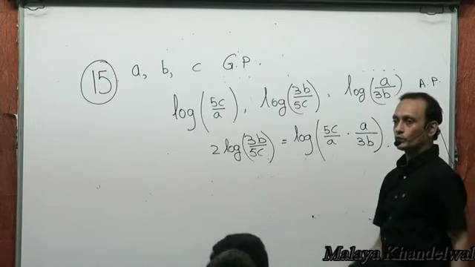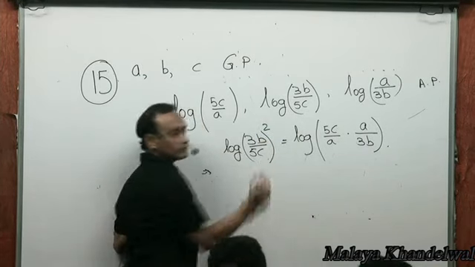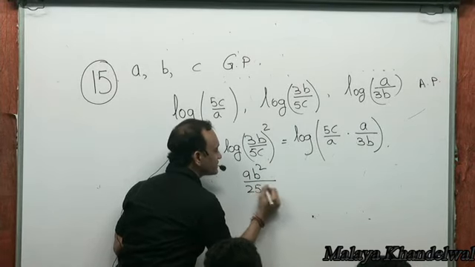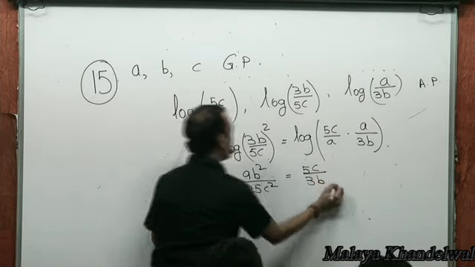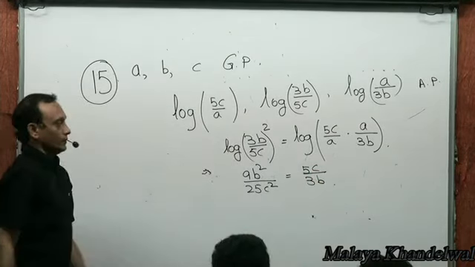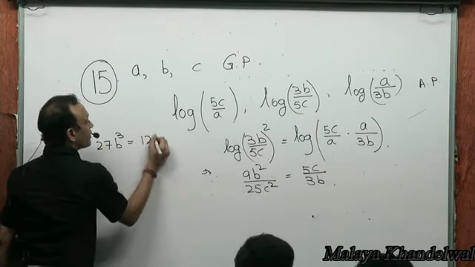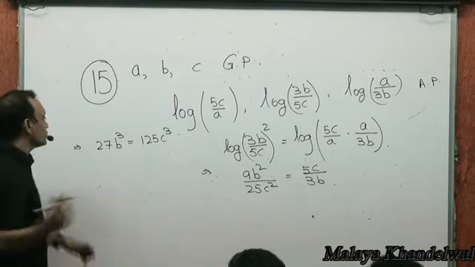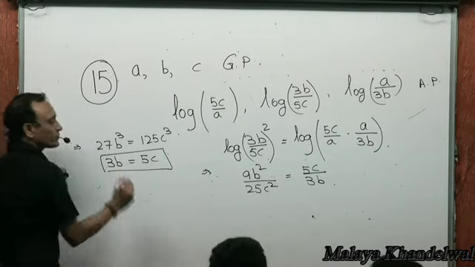Yes or no? Clear? This 2 will find a place here, right? So this gives me 9b squared by 25c squared equals 5c by 3b. Right? Yes or no? This would mean 27b cubed is 125c cubed. Extract the cube root. So 3b is 5c. So far so good? 3b is 5c.